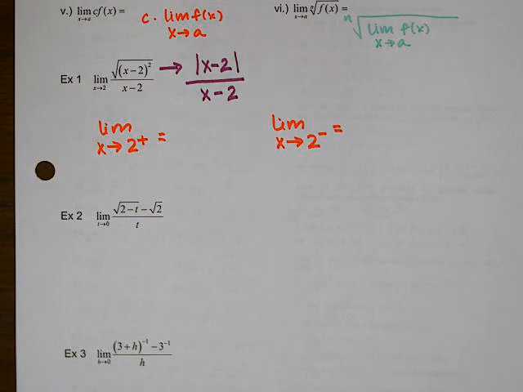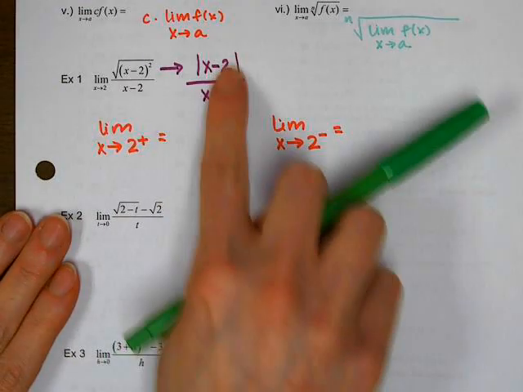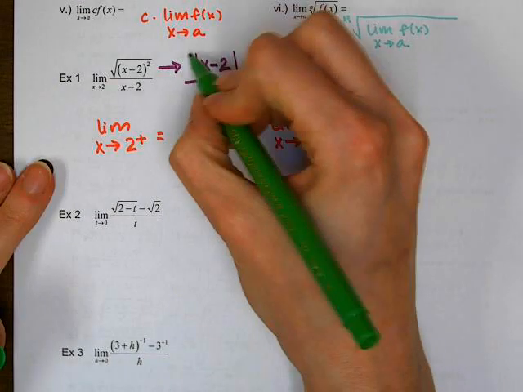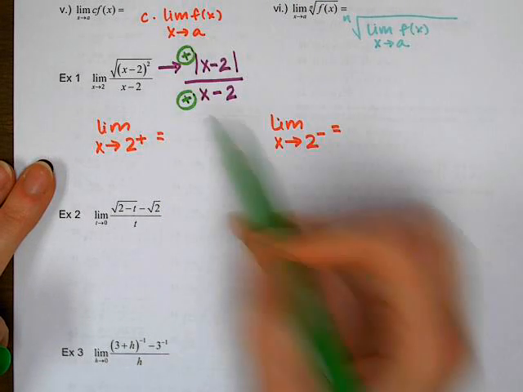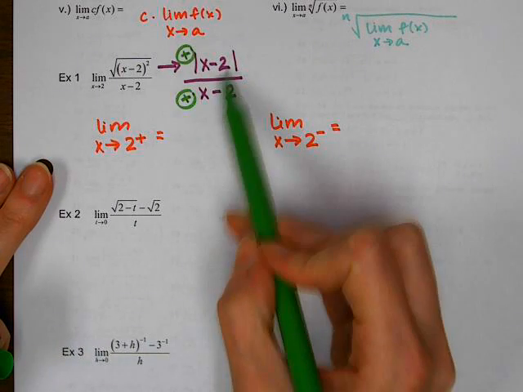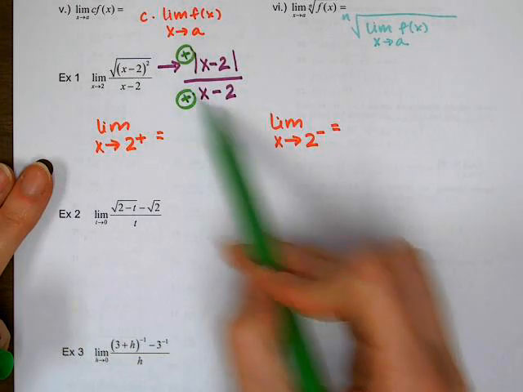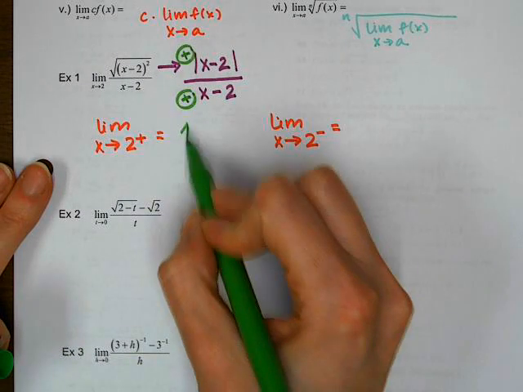So if you're coming at 2 from the right, then these are both going to be positive versions of the same number, right? Because if you're coming from the right, you're going to plug in a number bigger than 2. That's going to give you a positive and a positive. So then when they cancel, it reduces to 1.